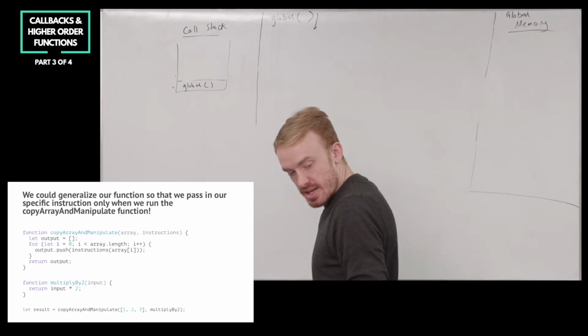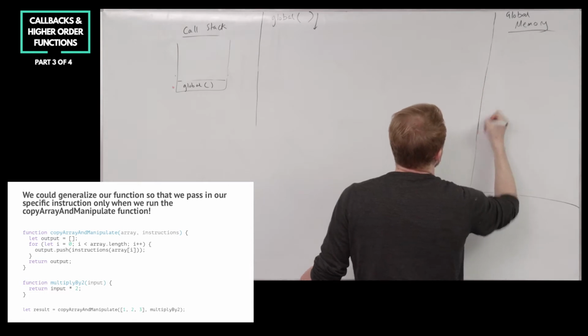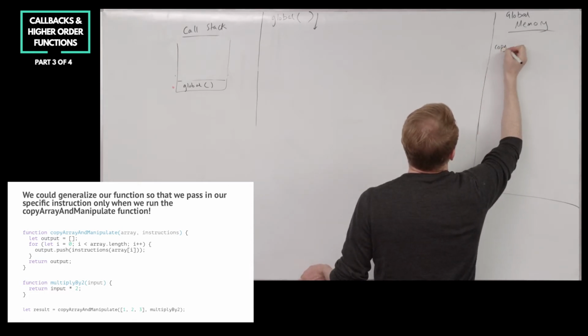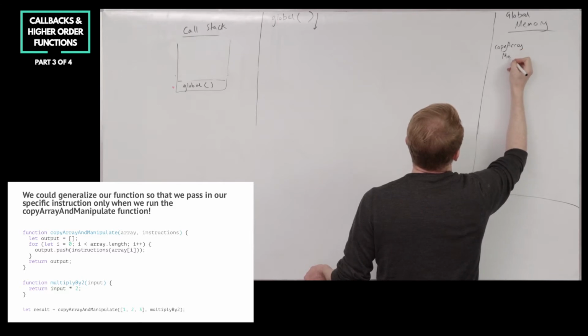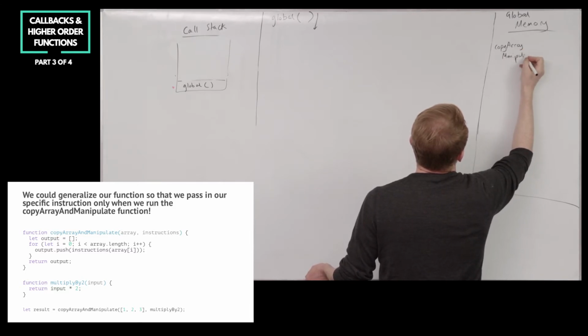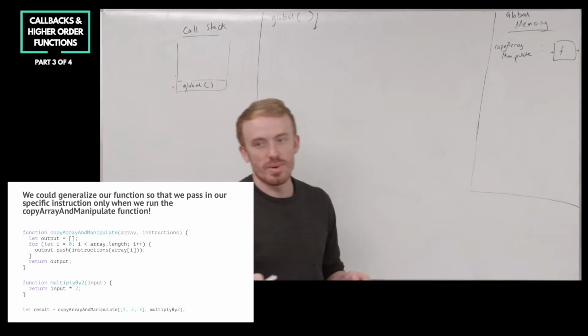Skylar, what are we doing in line 1? So we're declaring a function copyArrayAndManipulate with the parameters array and instructions. copyArrayAndManipulate is a whole function definition stored in memory. But we're not done yet.